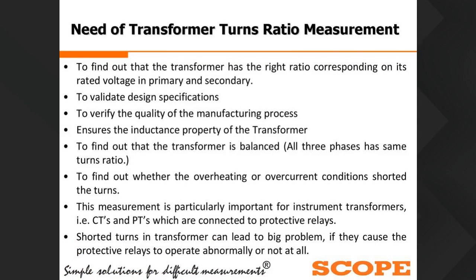So as everyone knows, the need of the transformer turns ratio measurement. Basically, the transformer test we need to carry out is to find out whether the transformer has the right ratio corresponding to its rated voltage in the primary and secondary. Also, to verify the design specifications, to verify the quality of the manufacturing process, and to ensure the inductance property of the transformer. The transformer winding should have high inductance and low resistance. With the help of that test, we can find out the formation of flux due to the winding inductance.